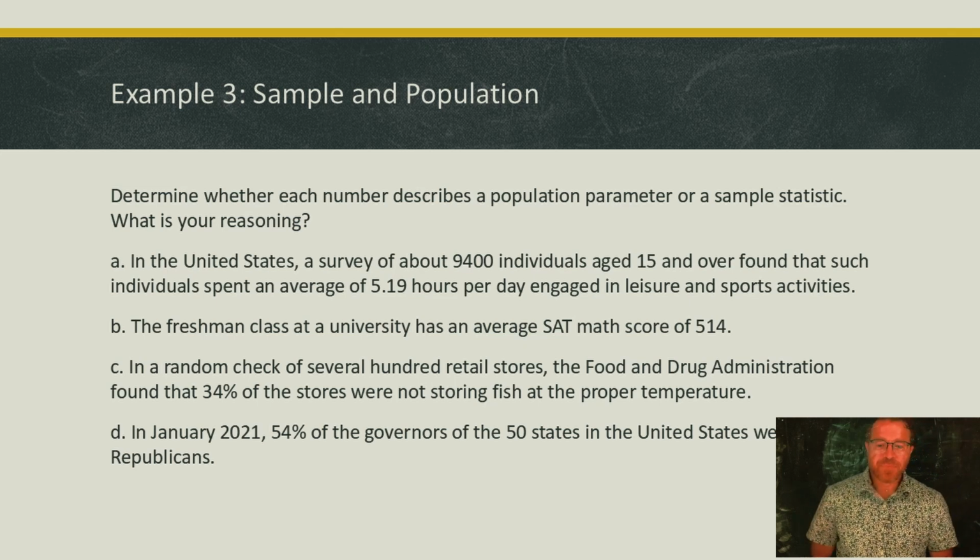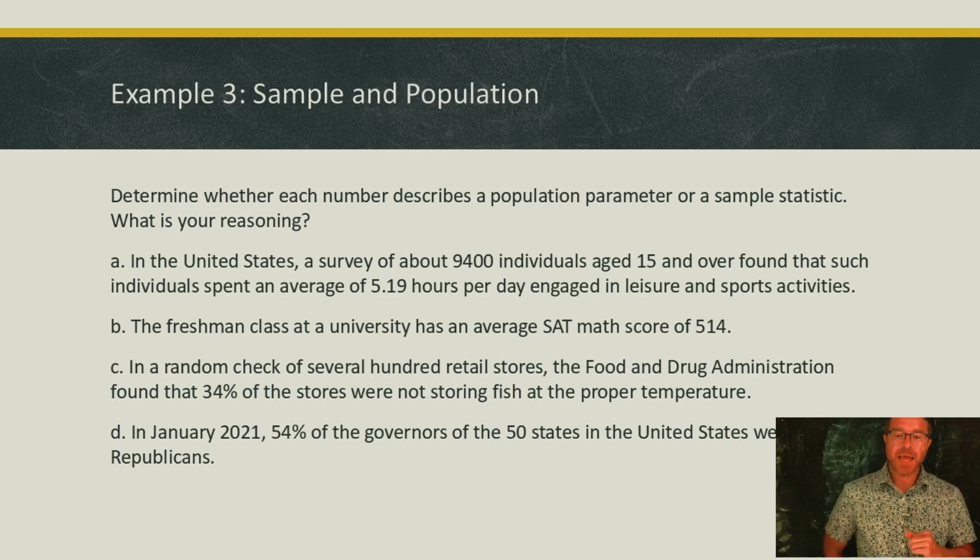Question B. The freshman class at a university has an average SAT math score of 514. Because it does not tell us some specific group of interest, I'm assuming in this case that the freshman class is our group of interest. So this would probably be a population, meaning that these SAT scores represent a population parameter. They are describing the population, which in this case is your freshmen.